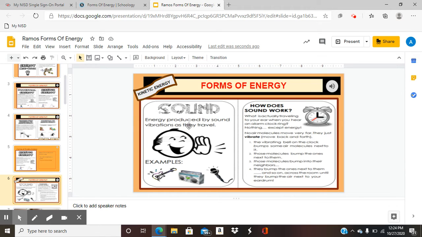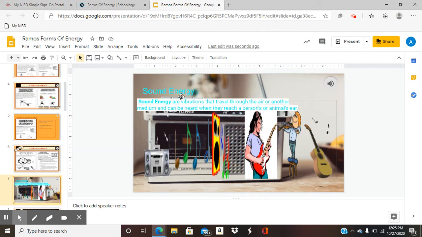Sound: energy produced by sound vibrations as they travel. So how does sound work? What is actually traveling to your ear when you hear an alarm clock ringing? Nothing except energy. No air molecules move very far. They just vibrate, moving back and forth. So sound energy is vibrations that travel through the air or another medium that can be heard when they reach a person or animal's ears.